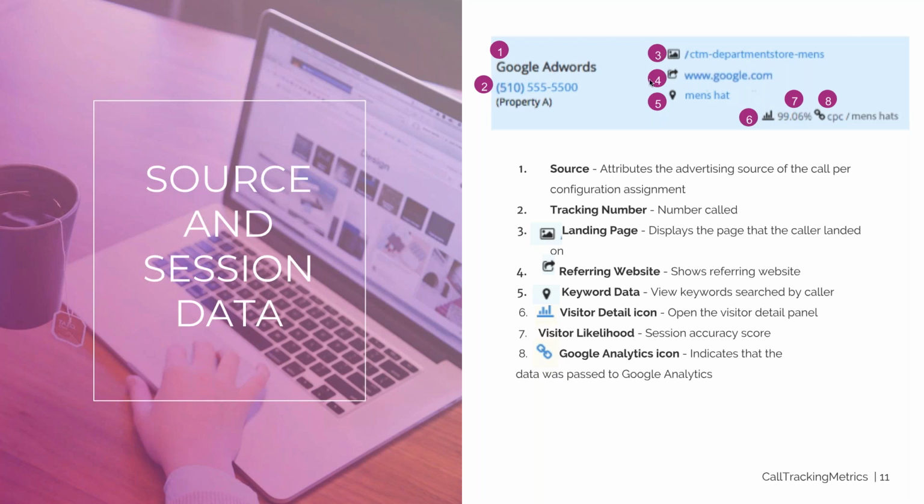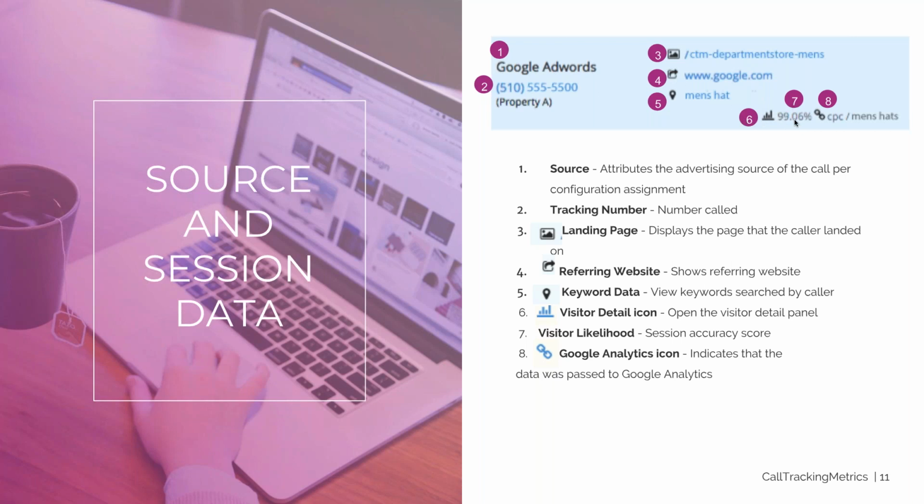This is going to be showing us the referring website. Number 5 here, if we're able to capture the keyword searched, we'll show you that here. Number 6, this is going to show us the visitor detail likelihood. So what this is really saying is how accurately or how confident we are that this session matches the caller. So this is 99%, so that is pretty good.